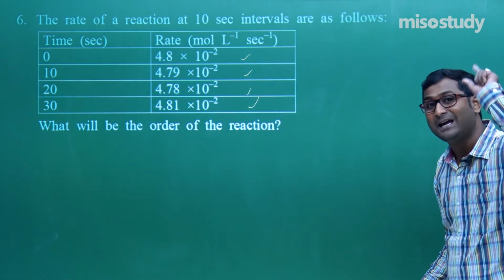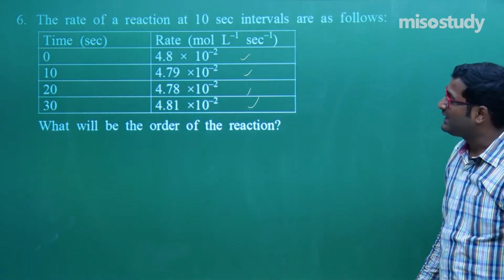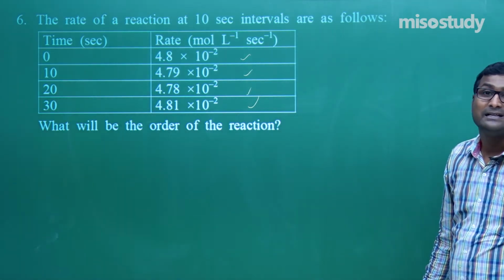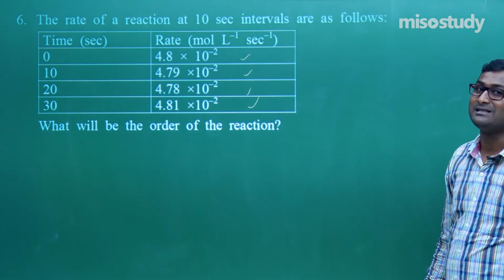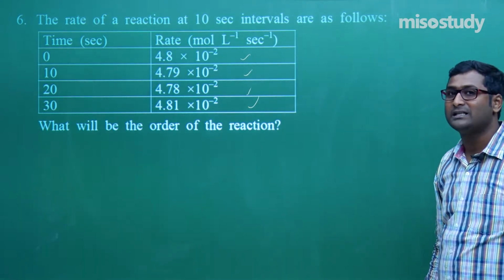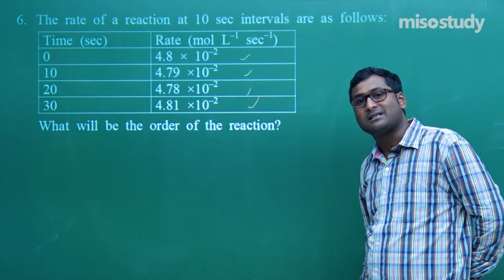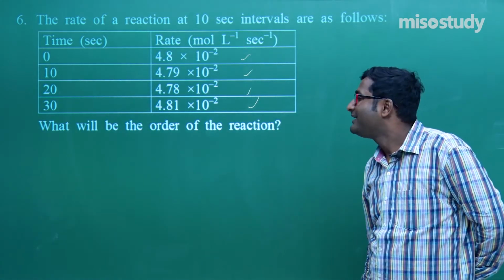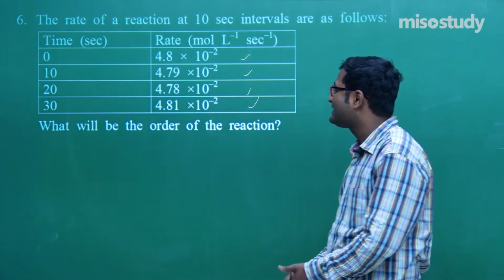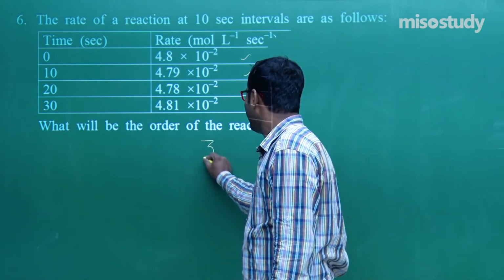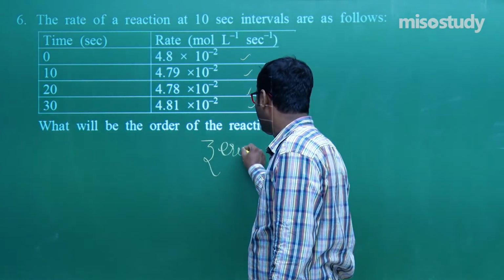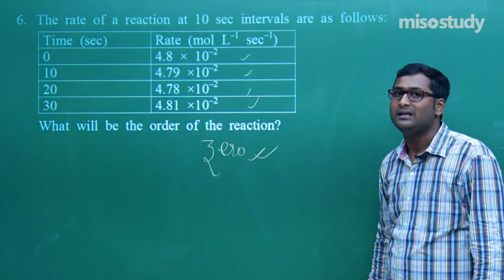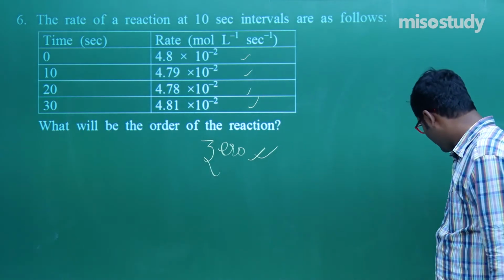That means to say, remember, if rate remains the same as time passes, it is independent of the concentration. And which order is independent of the concentration of the reactant? That is zero order. Clear? So for this case, we can say the answer is zero order reaction. Am I right? Yes sir, you are absolutely right. That is the zero order reaction.